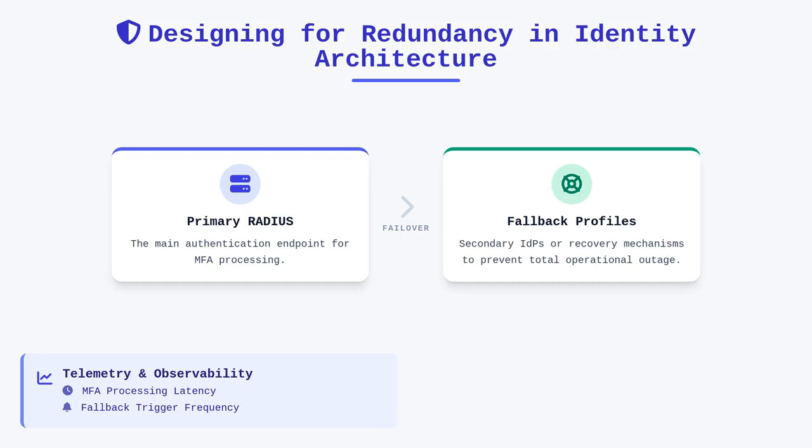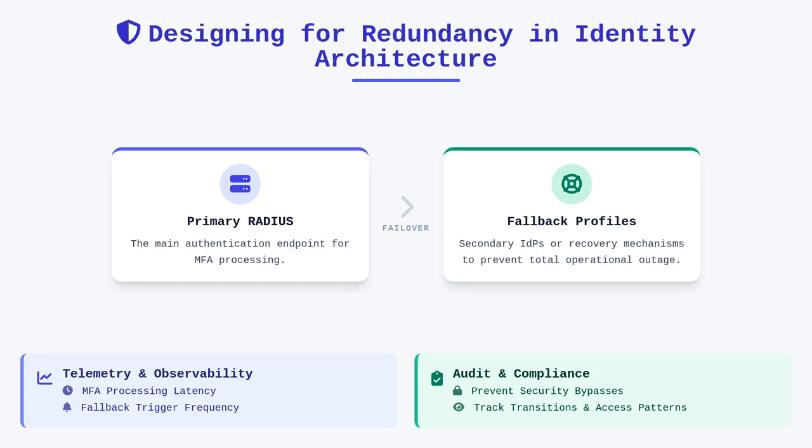These metrics act as a telemetry layer, alerting administrators if the MFA infrastructure begins to underperform before a total service interruption occurs. Remember that your auditing strategy should capture both the initial RADIUS request and any associated fallback transitions to provide a complete picture of user access patterns across your privileged endpoints.